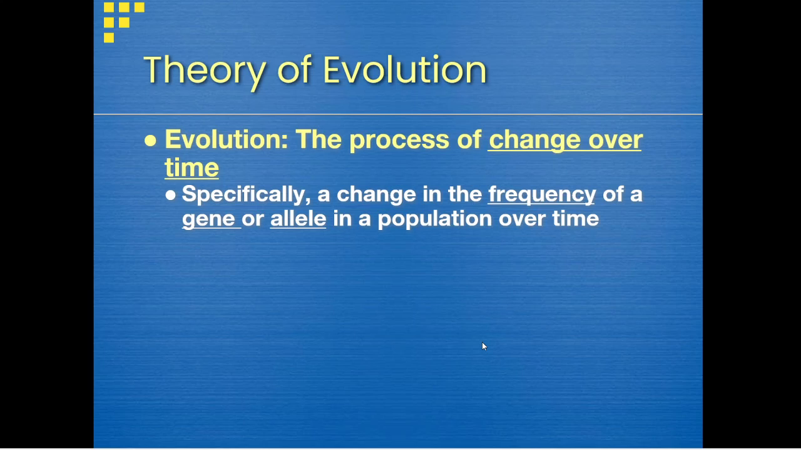All right, theory of evolution. We've talked about the sticklebacks, and how the fossils and everything we've looked at is the evidence of that evolution. It is the process of change over time. Specifically, it's a change in the frequency of a gene or allele in a population over time. Remember, that spine gene actually decreased in frequency over time with the sticklebacks, and that's what we saw happening with the fossils.